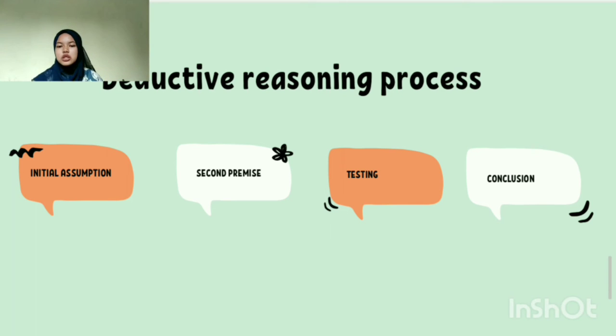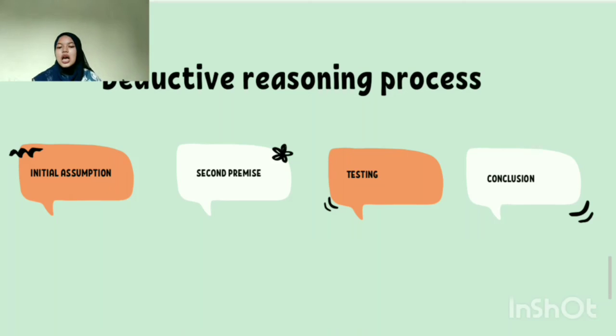The process of deductive reasoning includes the following steps. Step number 1 is initial assumption. Deductive reasoning begins with an assumption. This assumption is usually a generalized statement that if something is true, then it must be true in all cases. The second step, second premise. A second premise is made in relation to the first assumption. If the first statement is true, then the second related statement must also be true.